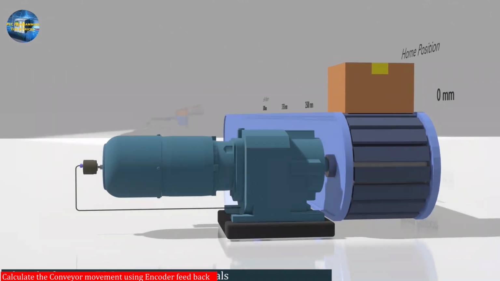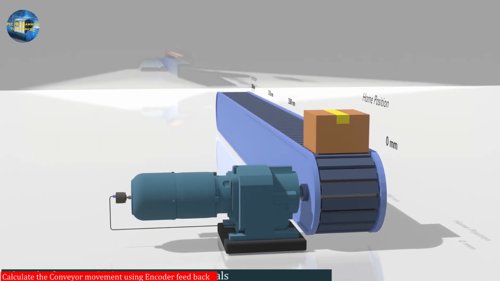So this is how we can control a conveyor belt and measure the distance traveled by the conveyor belt.